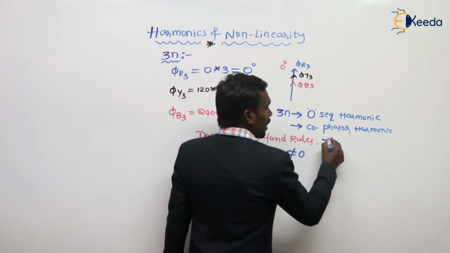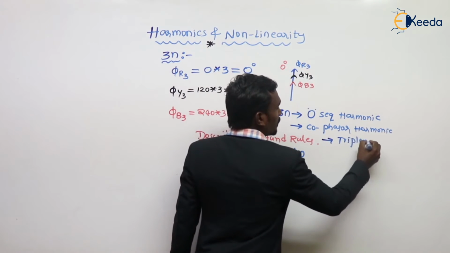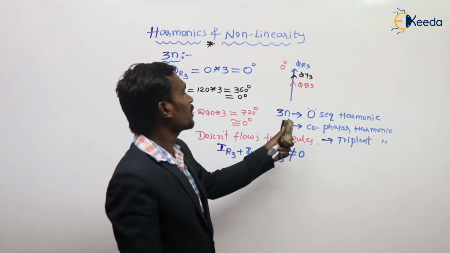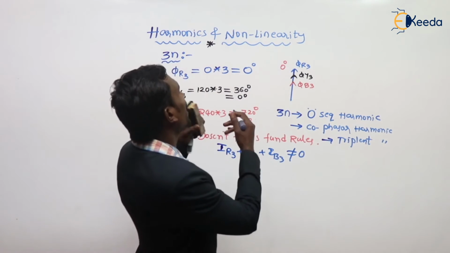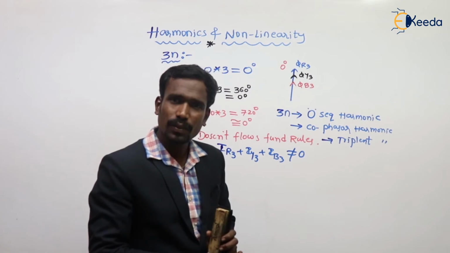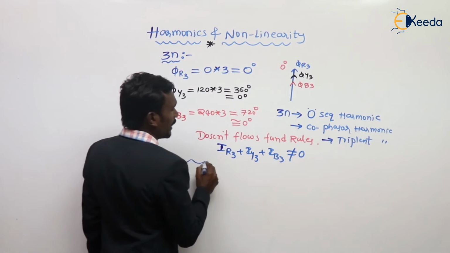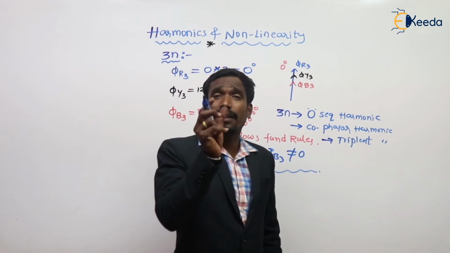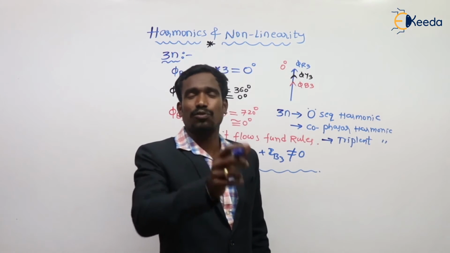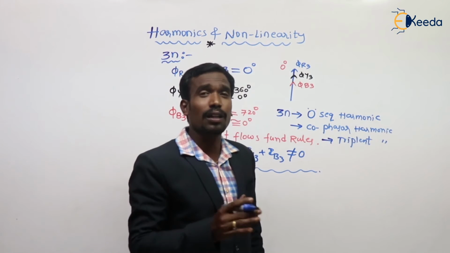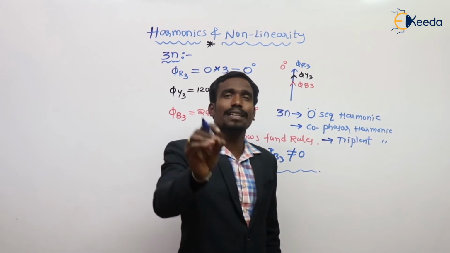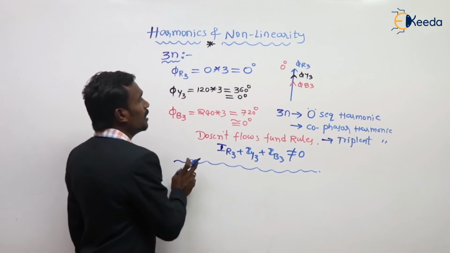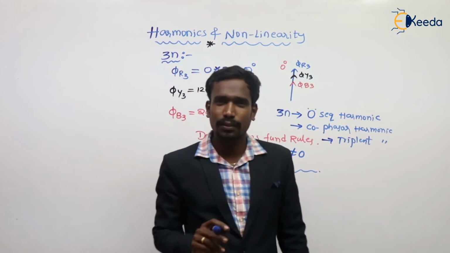These are also called triplen harmonics. These are zero sequence harmonics. There is no sequence for this. So these triplen harmonics don't follow the fundamental rules. These are the richest harmonics in our transformer. Compared to all harmonics, the triplen harmonics are the richest harmonics for a transformer.